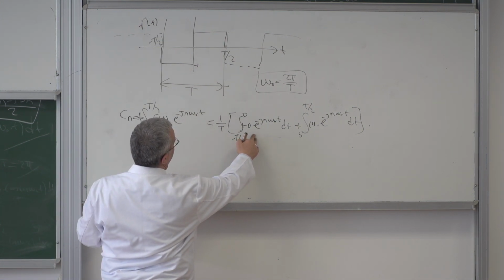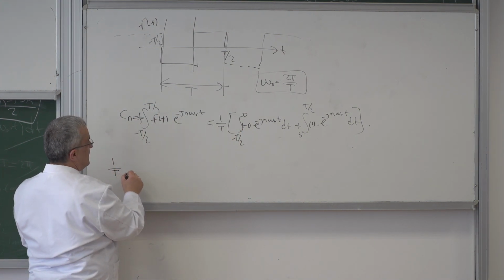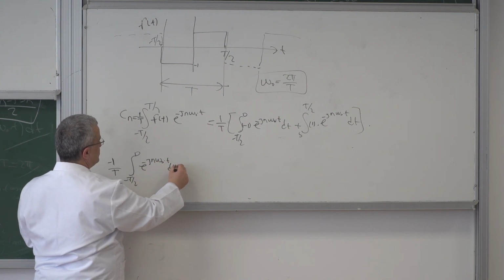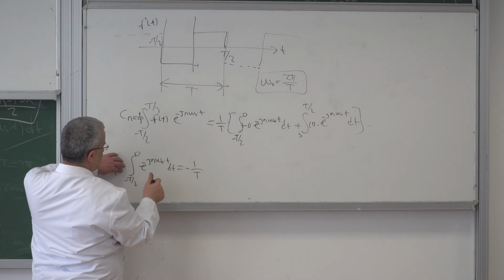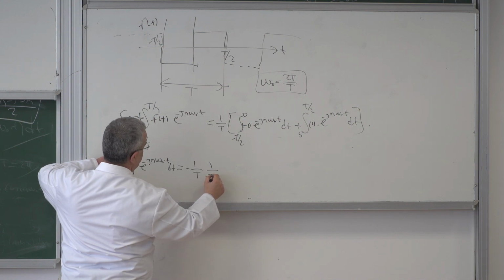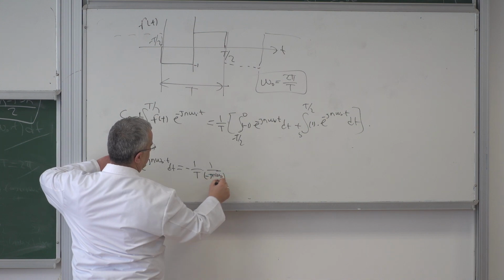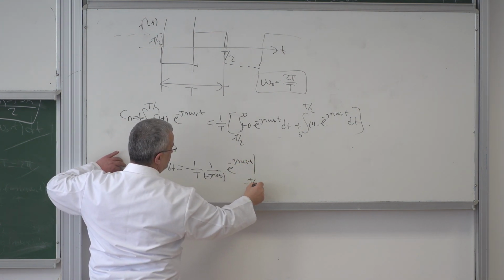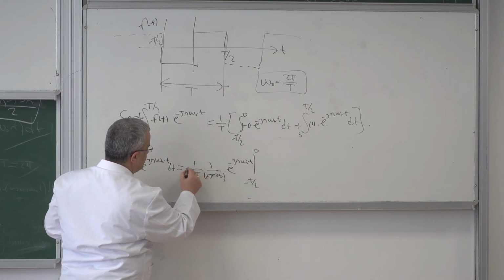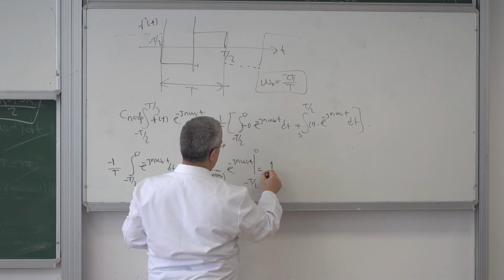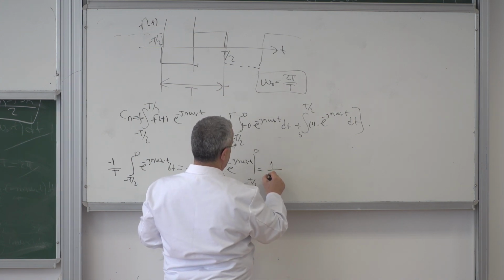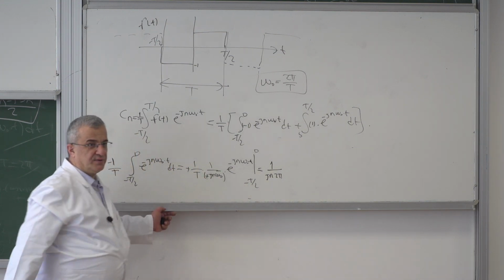So we are talking about this, right? So 1 over t. Let me take this minus also here. So minus 1 over t, integral from minus t over 2 to 0 of e to the minus j n omega 0 t dt. So this is equal to minus 1 over t, divided by minus j n omega 0, right? This is the exponent. Now e to the minus j n omega 0 t from minus t over 2 to 0. So this and this cancel. So therefore you have 1 over, so this t and omega 0 makes 2 pi, right? So this is 1 over j n 2 pi, right? So there was no mistake.